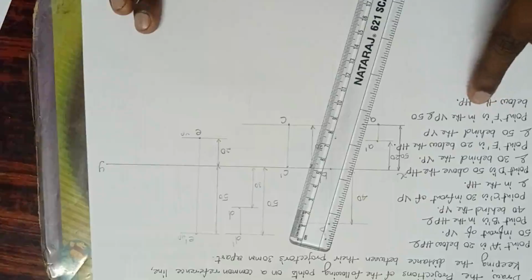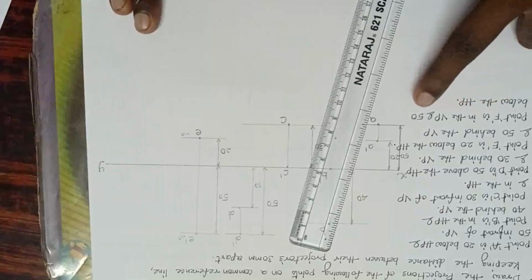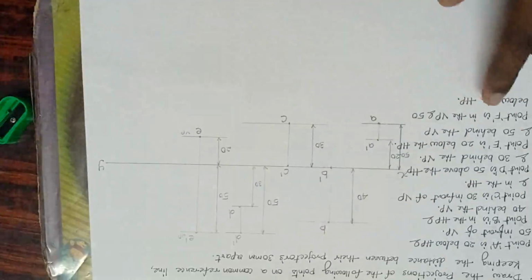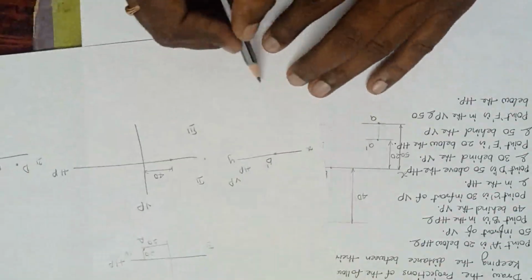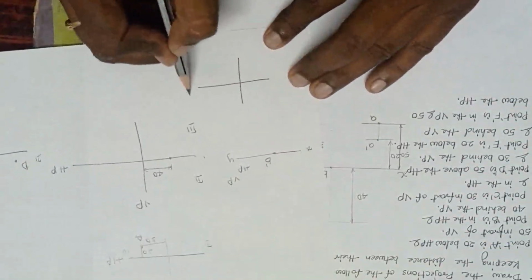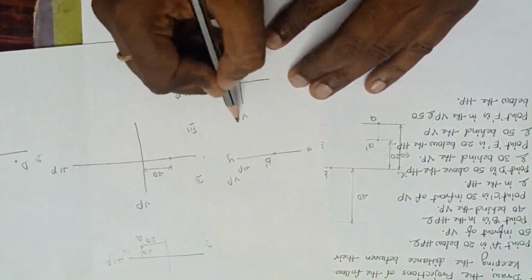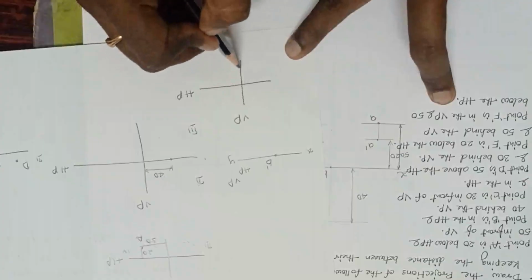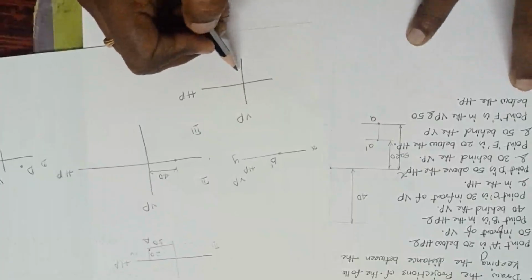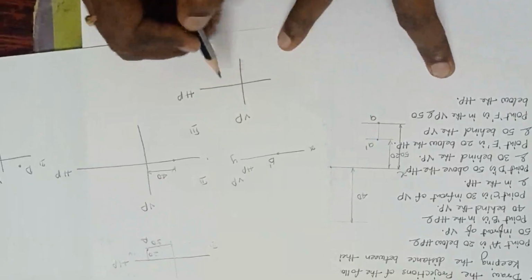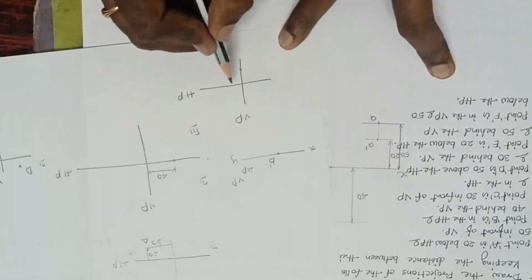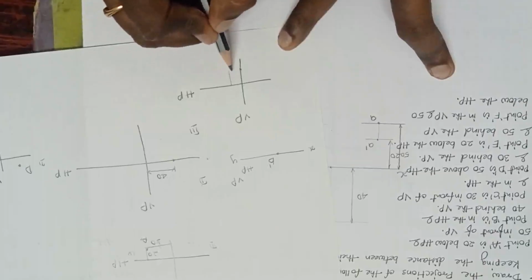Point F is in the VP and 50 below the HP. Now let us come to the quadrants. Now where is it falling? Let me draw the quadrants. This is HP. This is VP. Point F is in the VP, so it is on the VP line. It is falling below the HP. So the point is here. Right? Now distance from the HP, so it is 50.